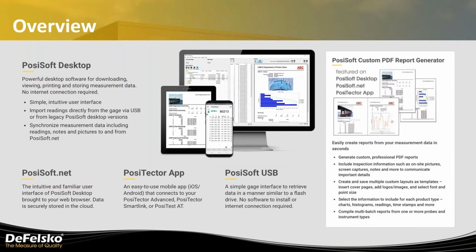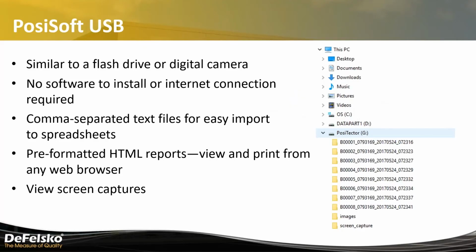Then we have PosiSoft USB. This is just the most simplistic option for reporting. Very simple, just plug in via USB, and just a simple way to view your data and report. PosiSoft USB is very similar to a flash drive or digital camera. So there's no software to install or internet connection required. It is preloaded into your PosiTector device or the PosiTest AT.